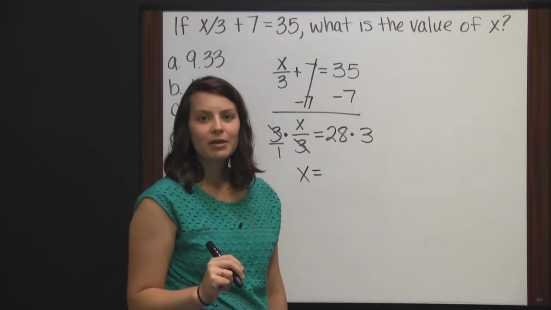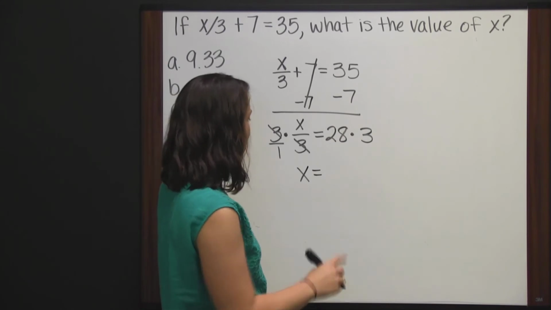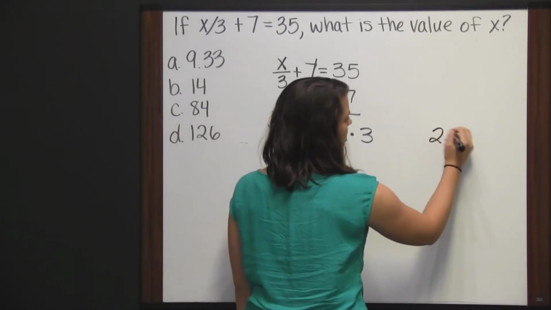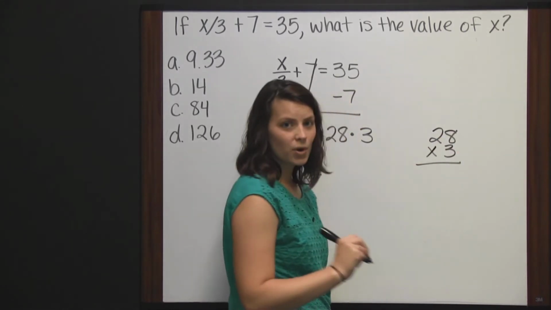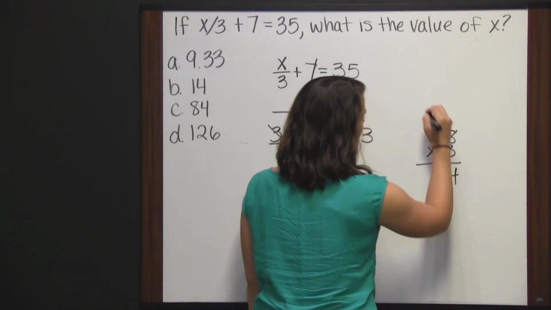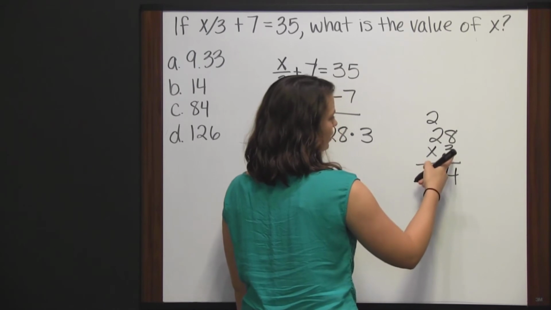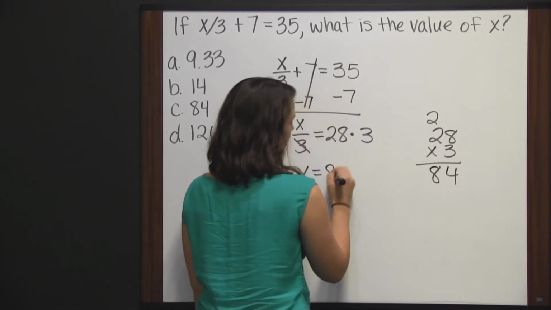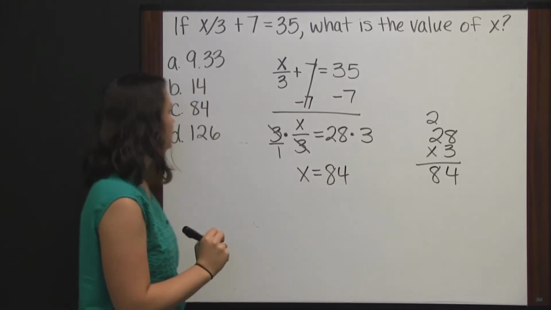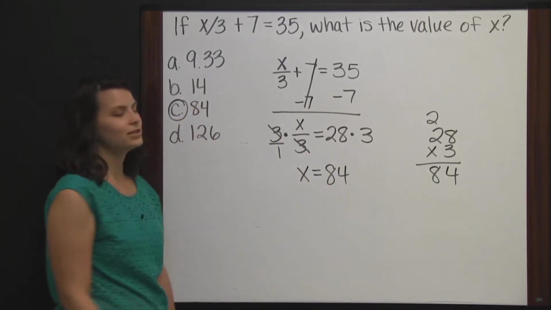So now if we determine what 28 times 3 is, we'll have our answer. 3 times 8 is 24, so write the 4 and carry the 2. And 3 times 2 is 6, plus 2 is 8. So that means that x is 84, which is answer C.